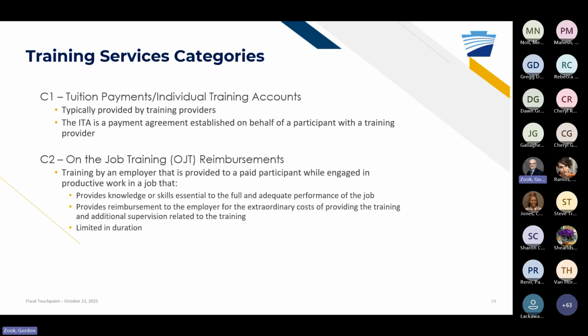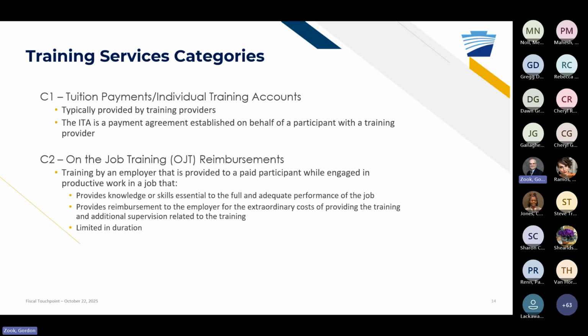C2 is on-the-job training reimbursements, and this is training by an employer that is provided to a paid participant while engaged in a job that provides knowledge or skills essential to the full and adequate performance of the job. It reimburses the employer for extraordinary costs of providing this training and additional supervision that may be required. It's also important to remember that these are limited in duration.